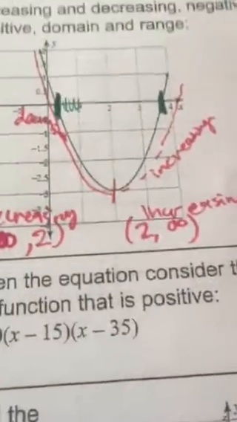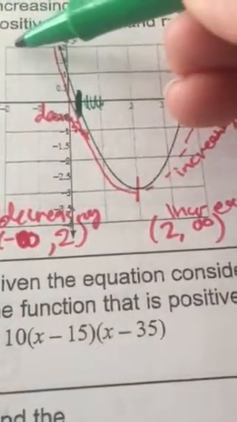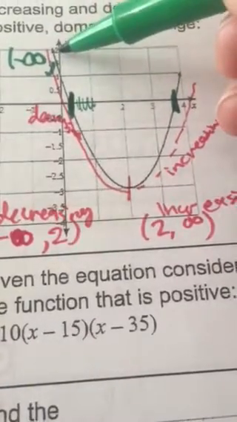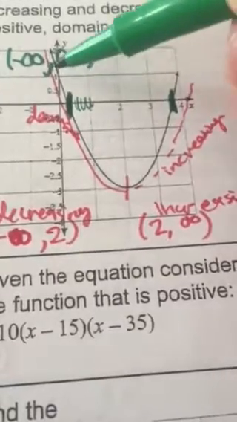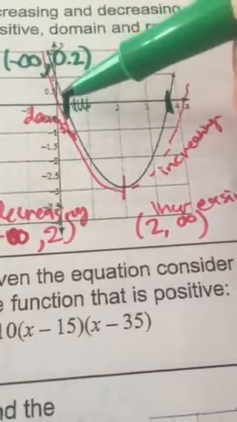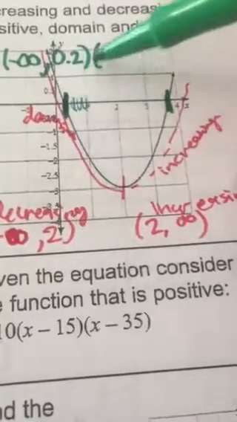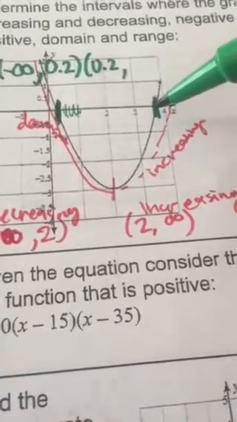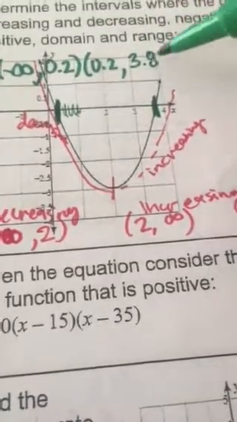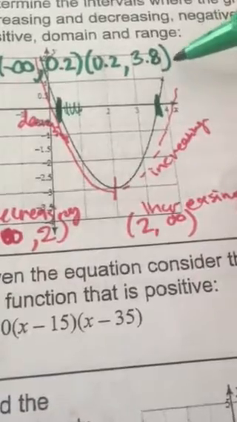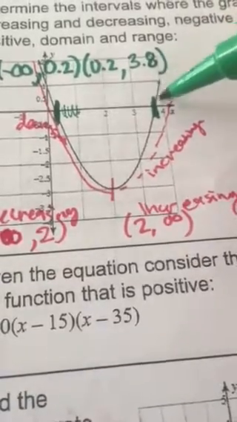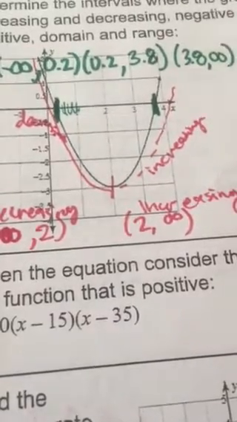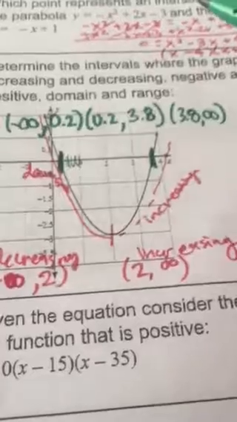So I'm going to write 3 sections. I have negative infinity to about 0.2 is this section of my graph. Then I have from 0.2 all the way to, we'll say 3.8, I'm just estimating. And then this piece of my graph that's up here would be from 3.8 to positive infinity.